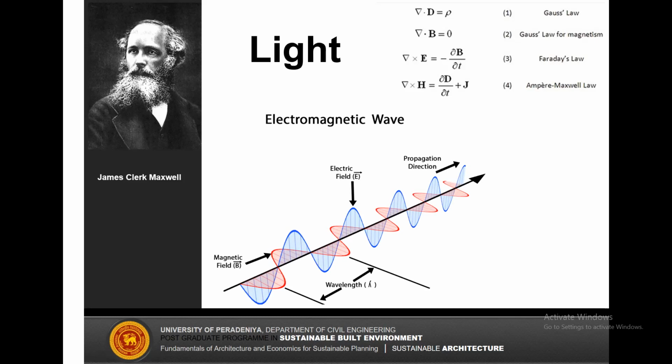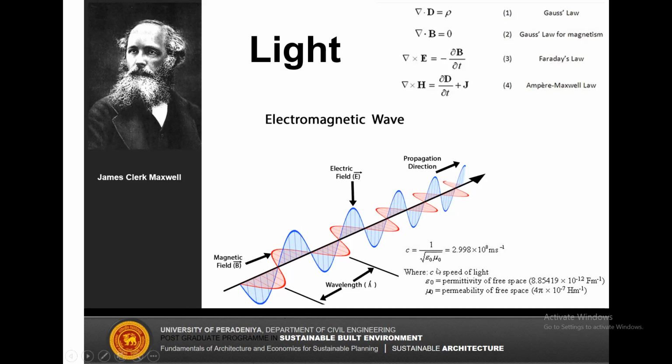So this is his description of the wave. If this is a space dimension x, there's one electric field that is changing like that, and then there is a magnetic field perpendicular to that one changing like that. That was his description of the electromagnetic waves, and he calculated the speed of these electromagnetic waves.